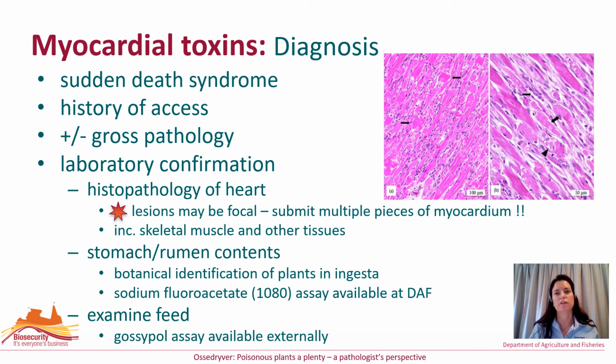Additionally, rumen contents may be assayed for identification of plant material or fluoroacetate content, or feed may be examined for the presence of contaminant seeds or plants, and gossypol may also be assayed at specialised laboratories.